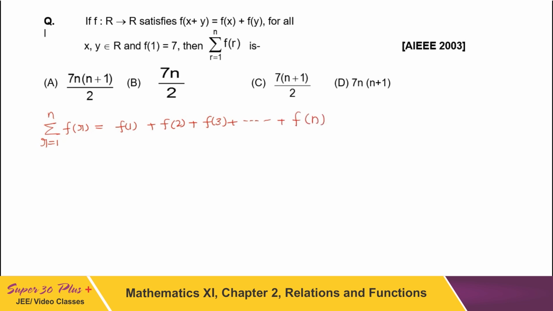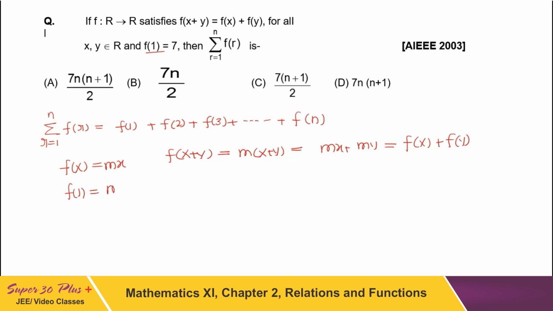The relation is given here, and this relation is satisfied by f(x) equal to mx. If f(x) is equal to mx, then f(x plus y) is m times x plus y, which is mx plus my, and it is equal to f(x) plus f(y). This is the given statement. Now it is confirmed that f(x) is equal to mx. It is given that f(1) is 7, so we put 1 here: m into 1 is 7, so m is equal to 7. Your function f(x) is 7x.